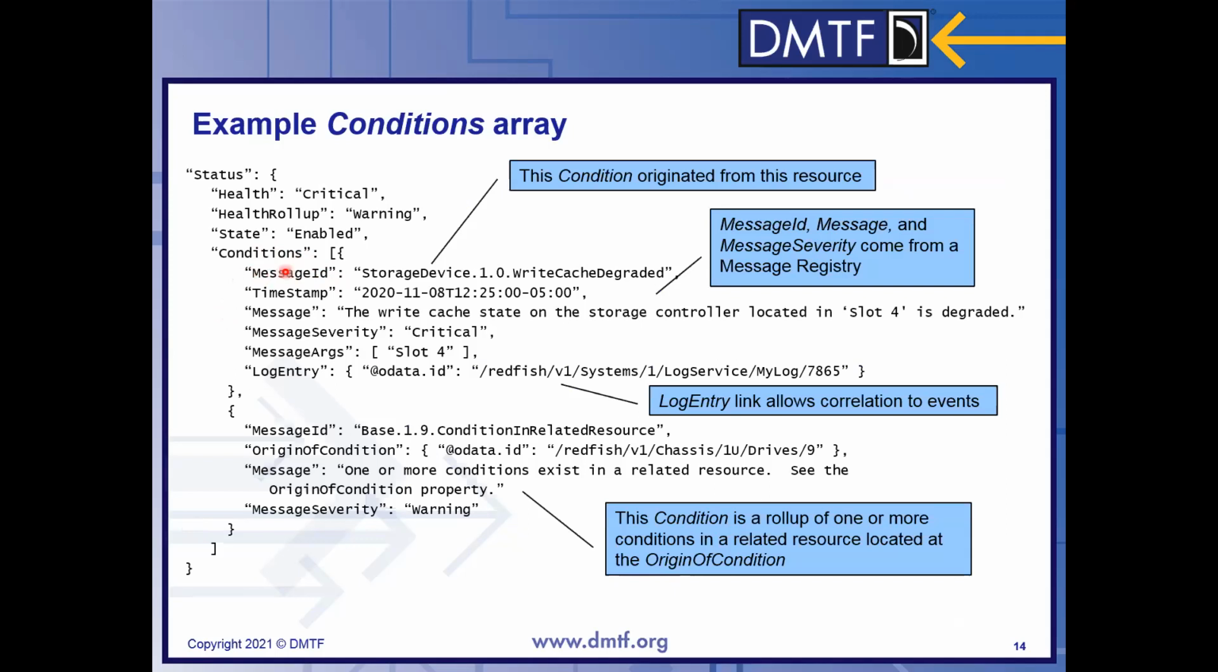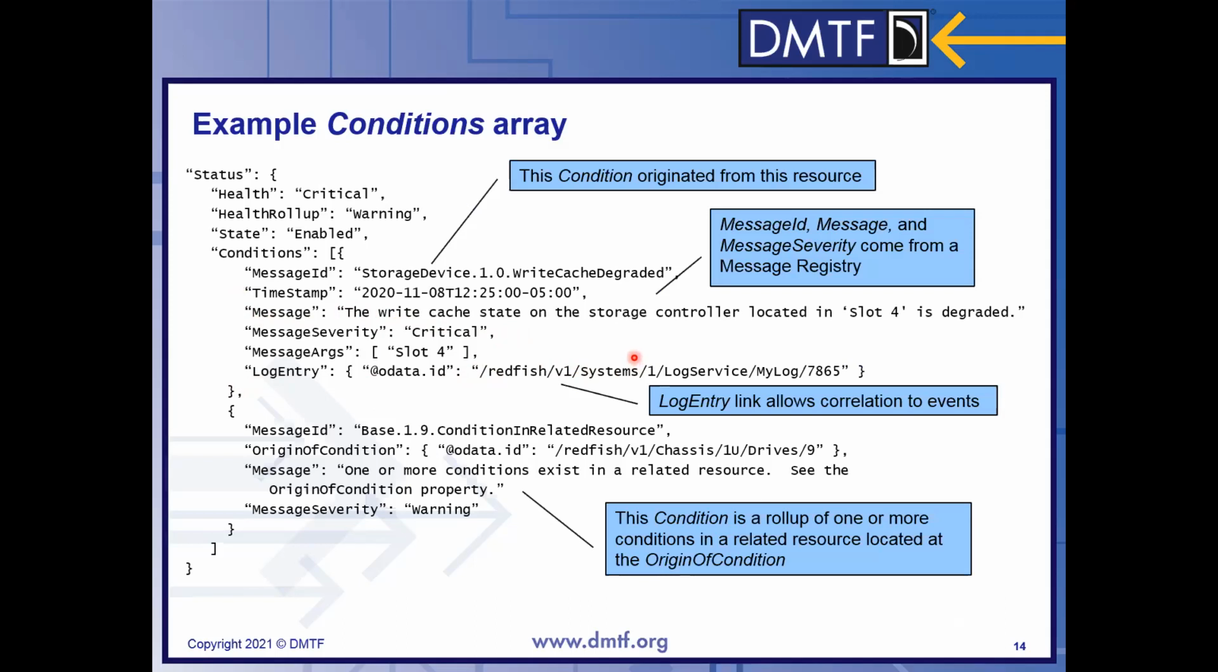So we see a message ID in here. In this case, it indicates we have a degraded write cache, and it was first detected on November 8th, 2020. It gives us a human readable string that says, yeah, there's a storage controller located in slot 4 that's degraded, and that's why this resource is in this critical state. And if you want some more information, we also have a log entry to show when that event was first observed. That way you can correlate your conditions to a history of events that happened in your system.